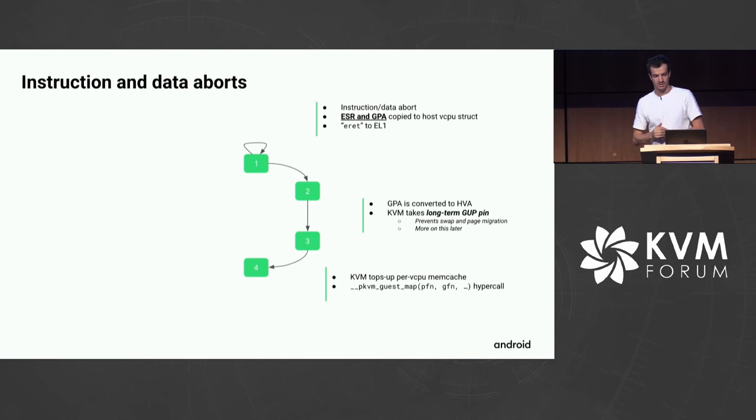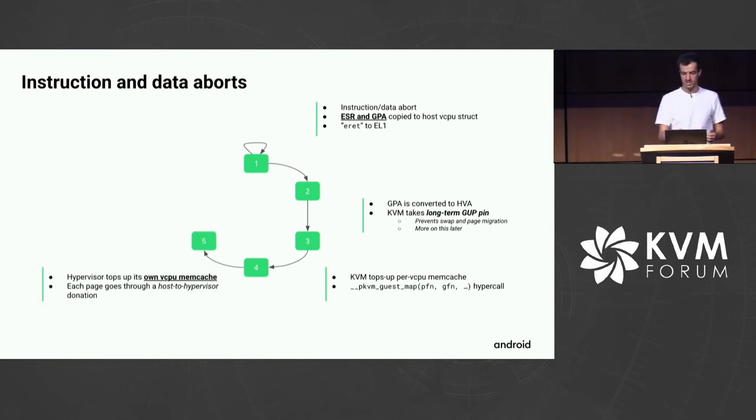Once that is done, we need to have KVM top up a per-vCPU memcache, similar to what we already do with the MMU cache, and then issue a pKVM guest map hypercall. At that point, the hypervisor will try and top up its own vCPU memcache from the memcache that the host has provided. Every time we take a page out of the host memcache and into the hypervisor memcache, we have to go through a full host to hypervisor donation to make sure we have the right environments in place.